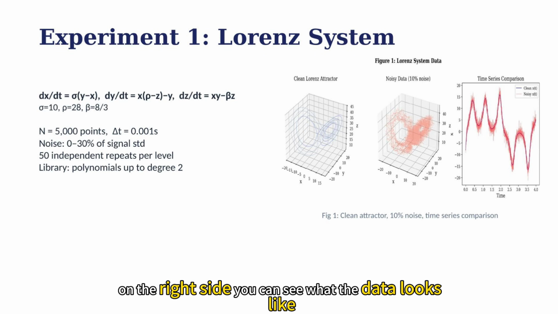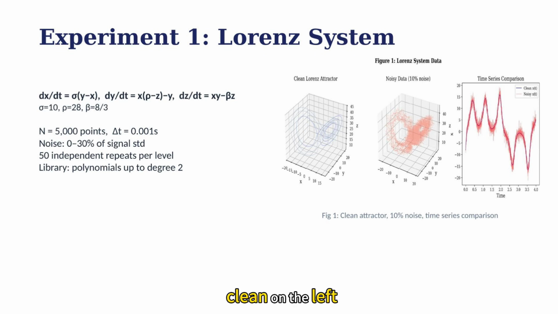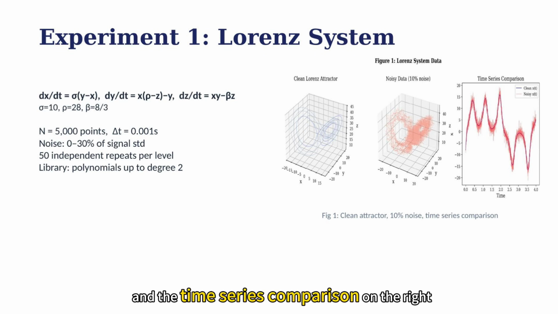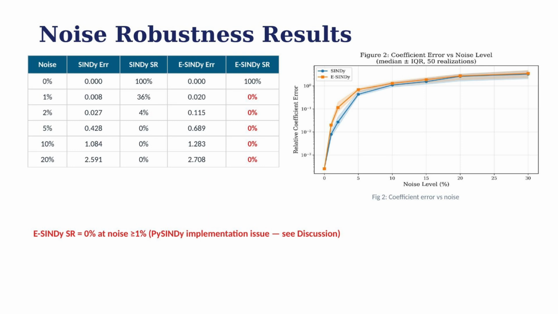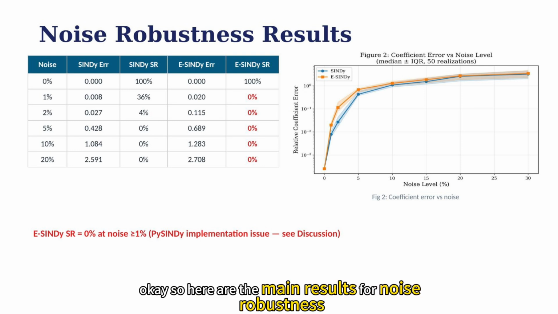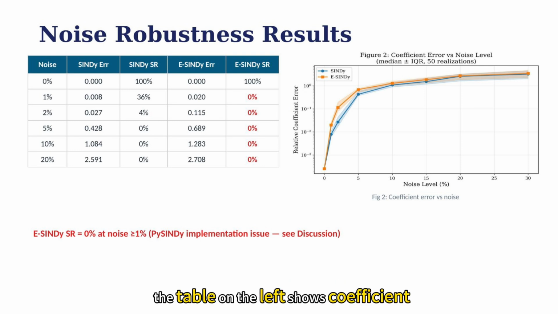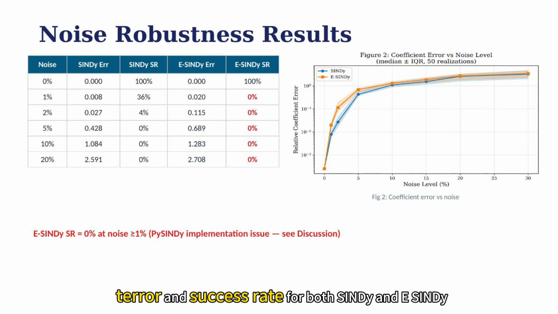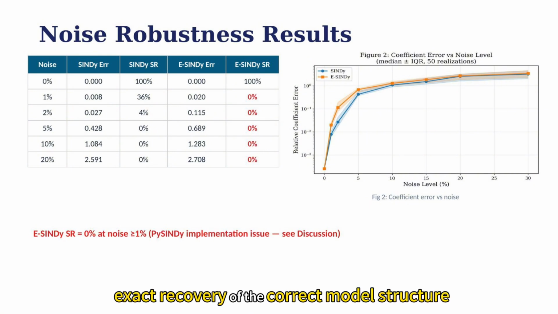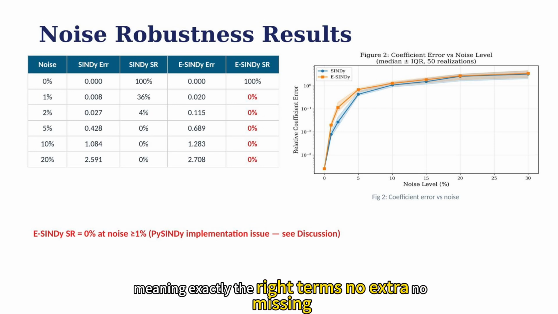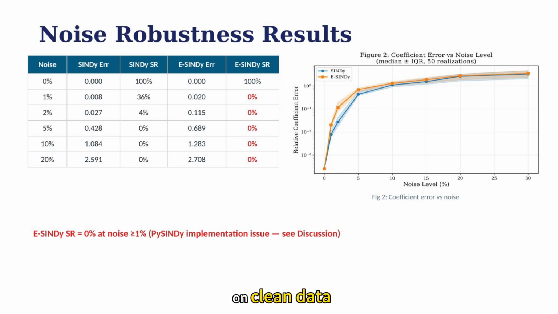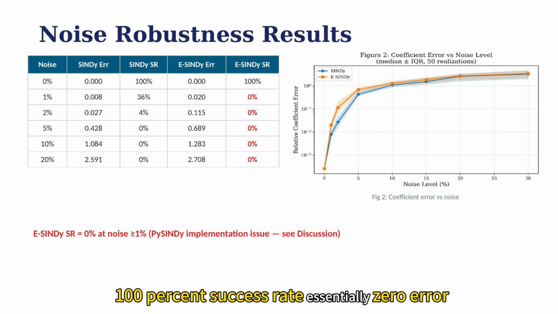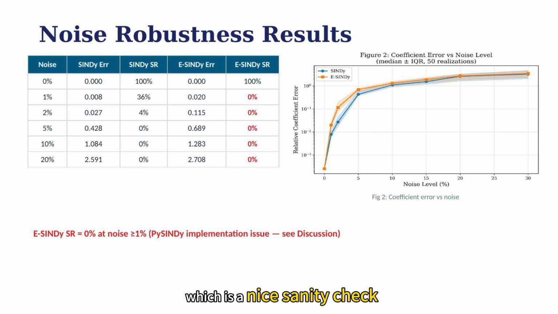On the right side, you can see what the data looks like, clean on the left, noisy in the middle, and the time series comparison on the right. Okay, so here are the main results for noise robustness. The table on the left shows coefficient error and success rate for both SINDy and eSINDy. And success rate here means exact recovery of the correct model structure, meaning exactly the right terms, no extra, no missing. On clean data, both methods work perfectly, 100% success rate, essentially zero error, which is a nice sanity check.